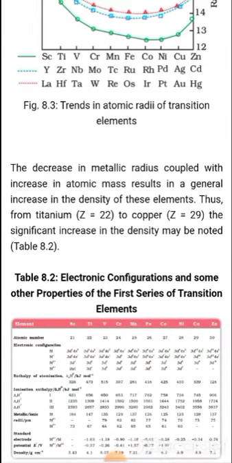So the decrease in metallic radii, coupled with the increase in atomic mass, results in a general increase in the density of these elements. Obviously, because the atomic mass is increasing, the density of these elements also generally increases. So from titanium to copper, there is a significant increase in density, which may be noted.